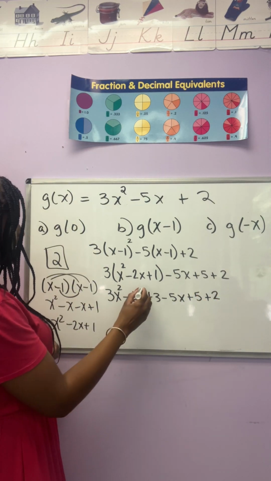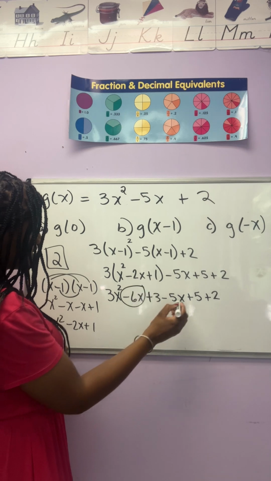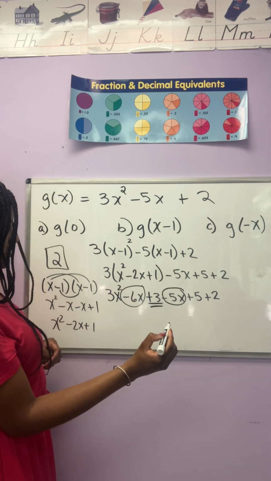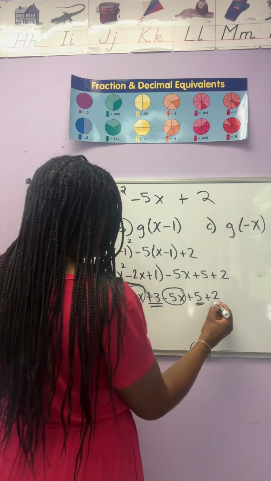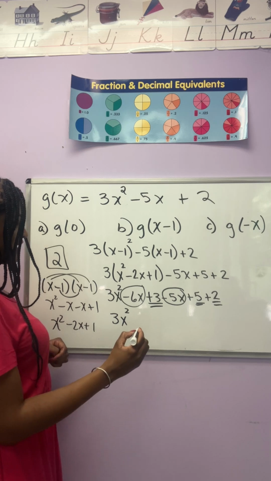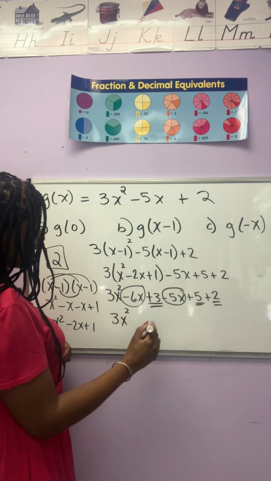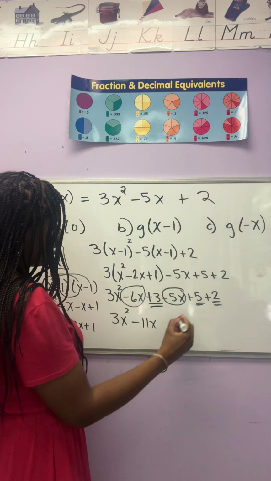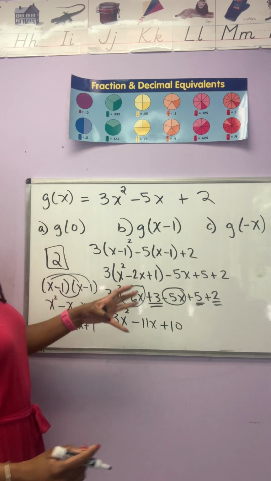Now we can combine like terms. So I see minus 6x minus 5x. Okay, I think we're good. So we have 3x squared, which had nothing like it. Negative 6 minus 5 is negative 11x. 3 plus 5 is 8 plus 2 is 10. So that's what this gives us.